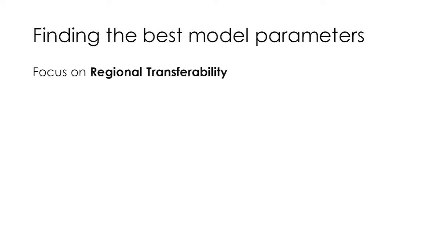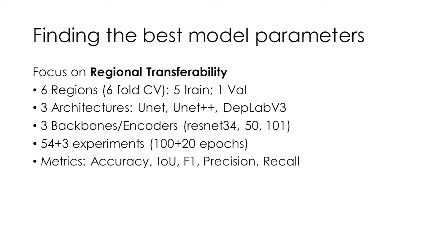So we're trying to focus on regional transferability, as we see this as paramount for mapping thaw slumps across large regions in the Arctic. Therefore, we chose these 6 regions. We proceeded with a 6-fold cross-validation on a spatial basis. So we used 5 regions for training, 1 for validation, and rotated through all regions.